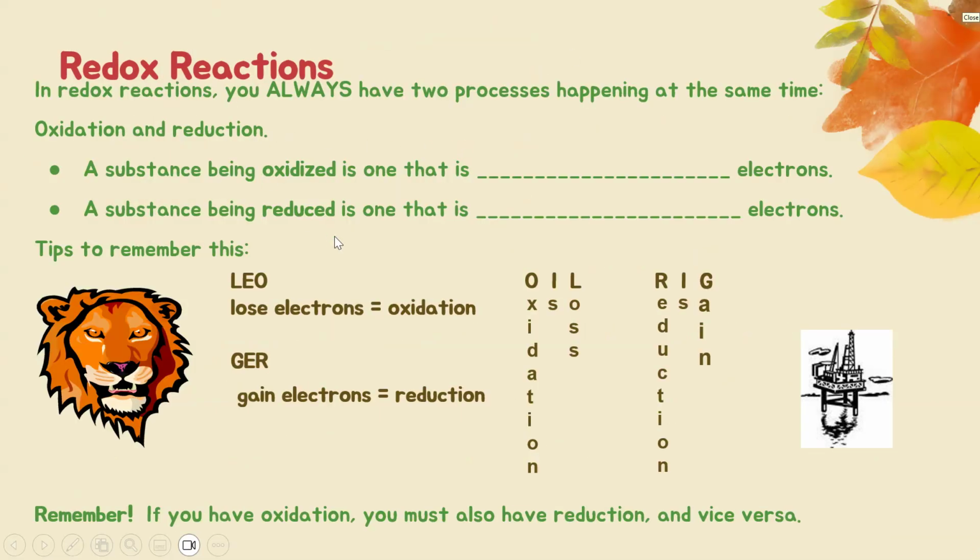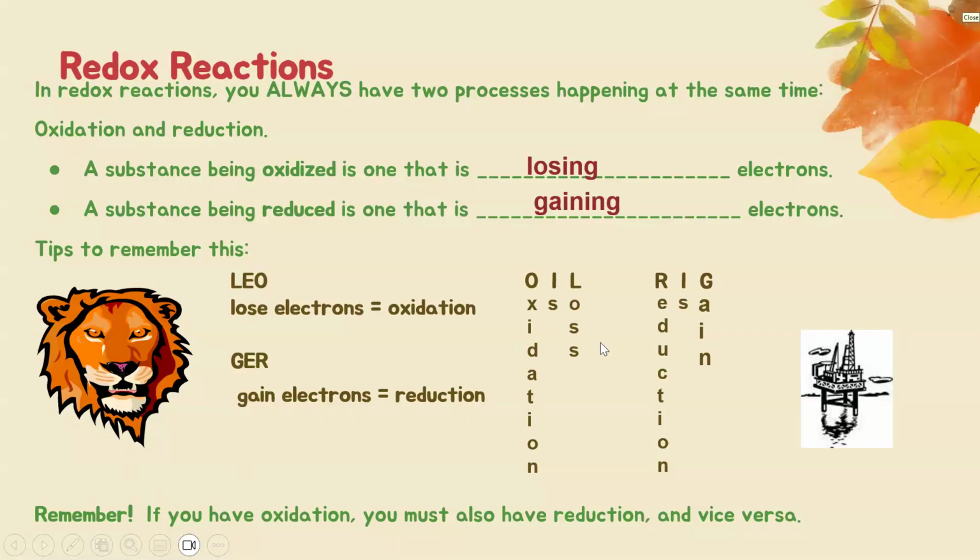Okay, so redox reactions, to get into some specifics about them. In redox reactions of all kinds, you always have two processes happening at the same time, oxidation and reduction. A substance being oxidized is one that loses electrons, and a substance being reduced is one that gains electrons. You can remember this with Leo the lion. Leo the lion says GER. LEO stands for lose electrons equals oxidation. GER stands for gain electrons equals reduction. So if you like Leo, you can remember that one.